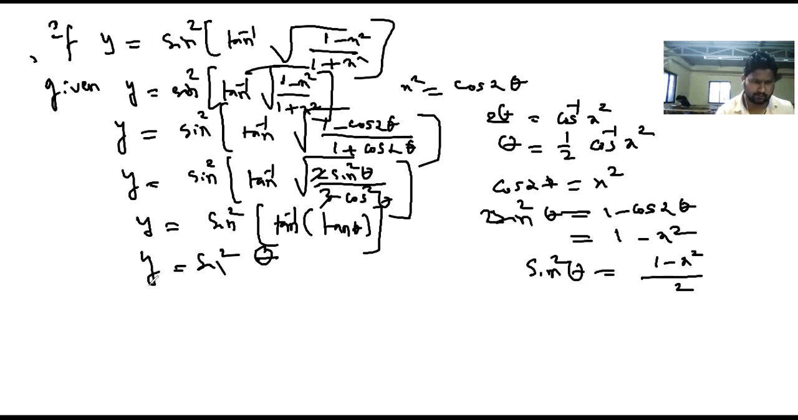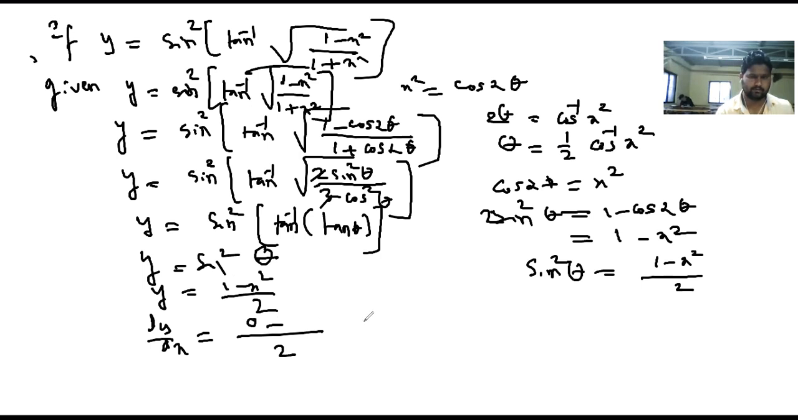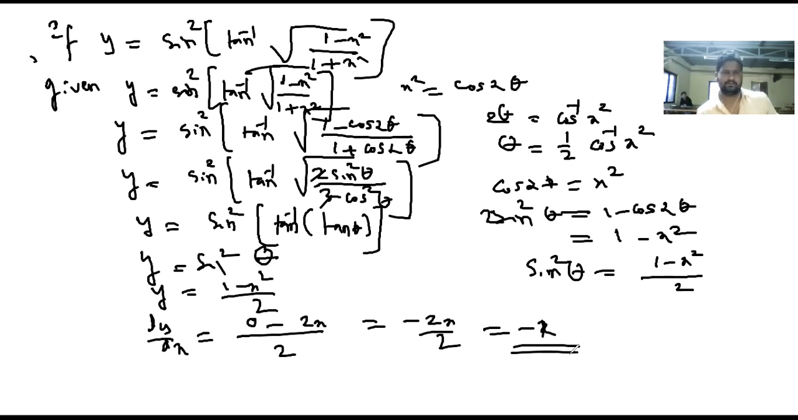So I substitute here. y is equal to 1 minus x square divided by 2. This is the simplest form. So we differentiate this: dy by dx is equal to 2 as it is, derivative of 1 is 0 minus derivative of x square is 2x. So it is equal to minus 2x by 2, that is minus x. So dy by dx is minus x.